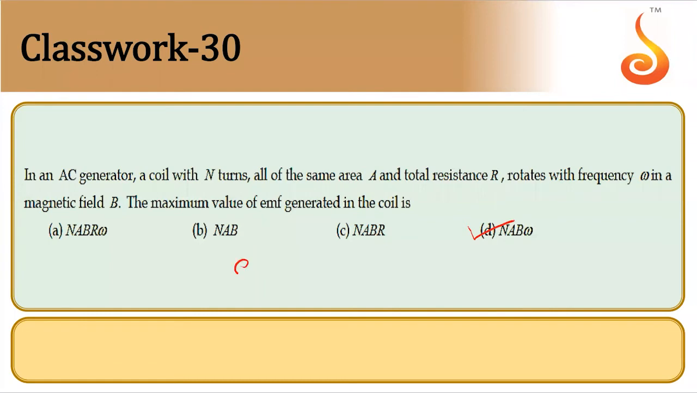So EMF obtained is of the form E naught into sin omega t, where E naught is equal to NBA omega. This is what you will get. So this is E naught. This is maximum value of EMF.